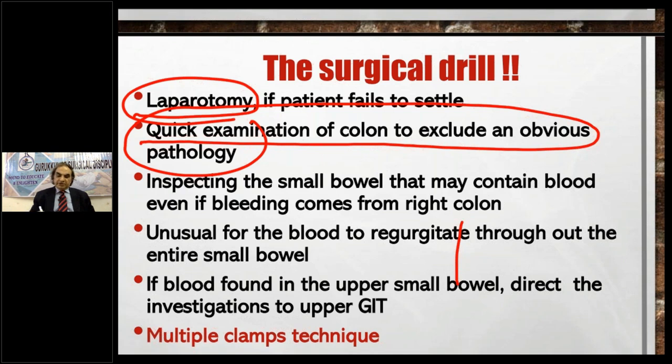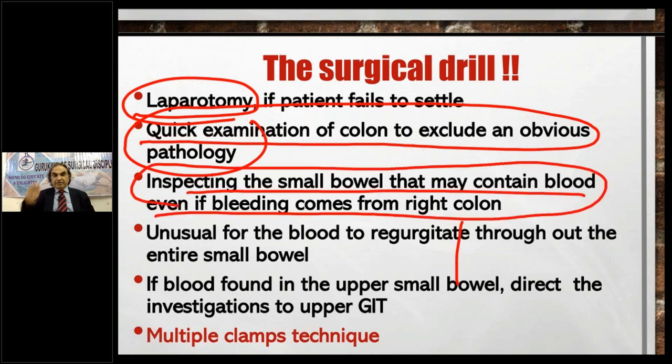Inspect the small bowel, which may contain blood even if the bleeding continues from the large bowel. Because you may have a source in the small bowel, but it's pooling up in the large bowel and you may confuse it. It is unusual for the blood to regurgitate throughout the entire small bowel. So if the entire small bowel, or most of it, is full, and the large bowel is also full, where is the source? Small bowel. It's rare to get it going backwards. Some amount can go into the terminal ileum. I've seen it happen. If the ileocecal valve is incompetent, which happens in about 20% of cases, then it can fill back. But most of the time, if the small bowel is full, and the large bowel is also full, the cause is mostly in the small bowel.